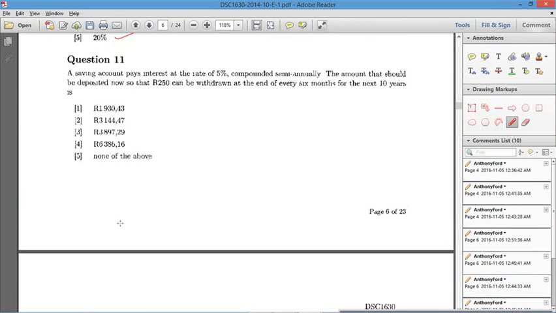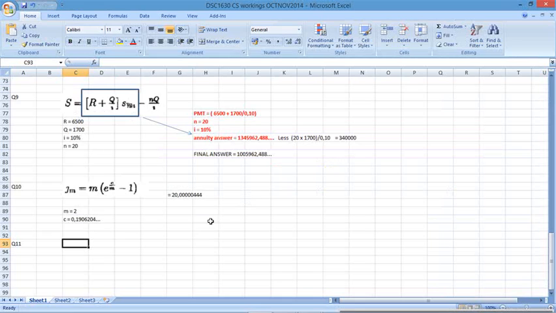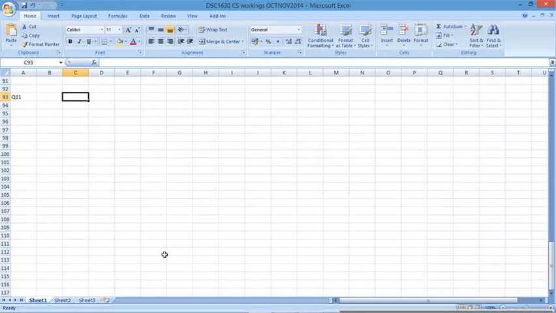Alright, question 11. A savings account pays interest at that percentage semi-annual. Remember, if it's semi-annual, we know that's half yearly. The amount that should be deposited now, so that 250 can be withdrawn at the end of every 6 months, half yearly for the next 10 years. So you just need to identify the variables and solve.